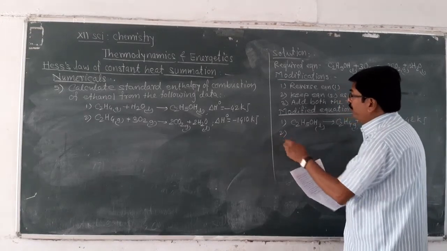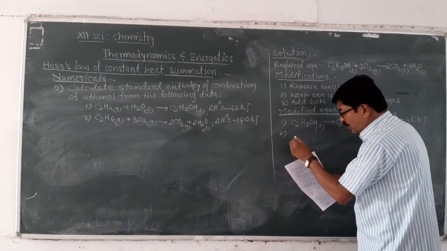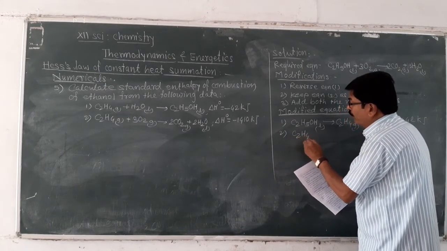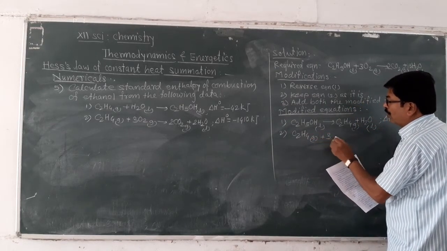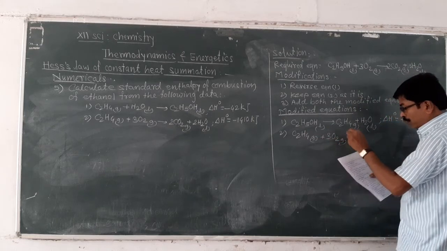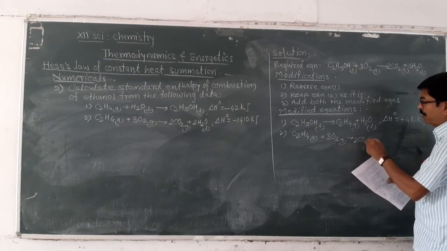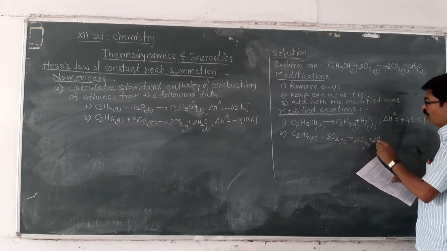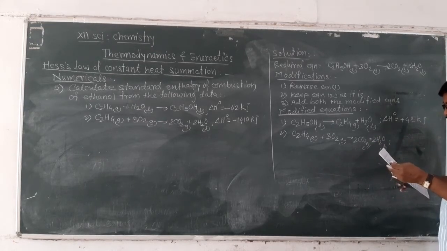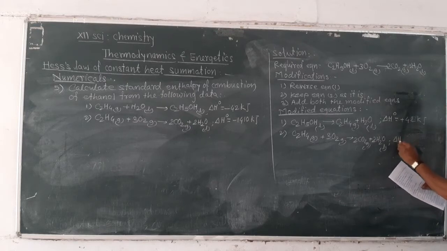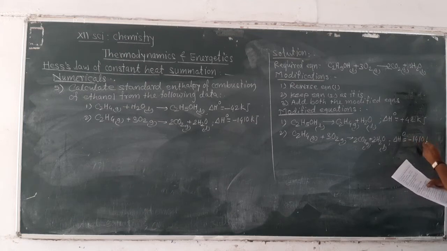We have to keep equation 2 as it is. That means equation 2: C2H4 gas plus 3O2 to give 2 CO2 gas plus 2H2O liquid, and the enthalpy is also kept as it is. Delta H naught will be equal to minus 1410 kilojoule.